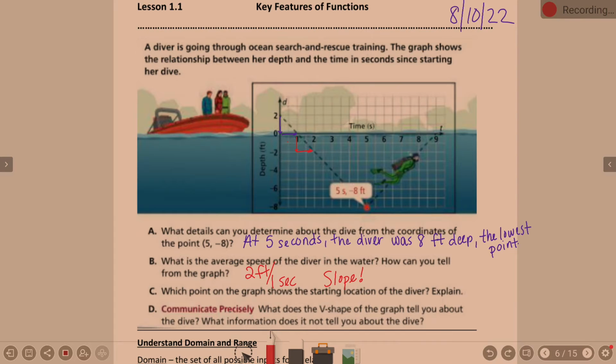Okay? So C, which point on the graph shows the starting location of the diver? We kind of already mentioned that, didn't we? Where's my starting location of this diver? 2 feet. Yeah. This diver starts 2 feet, what? Above water, right? In other words, they're saying the diver starts from the boat. The boat is 2 feet above water, so the point 0, 2 is where we're starting, and that's basically saying that at 0 seconds into her dive, the diver is 2 feet above water. So that is at 0 seconds. Diver is 2 feet above water.